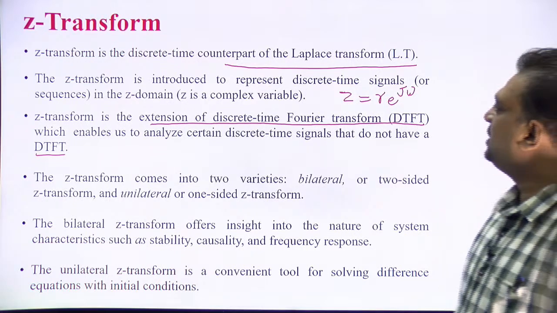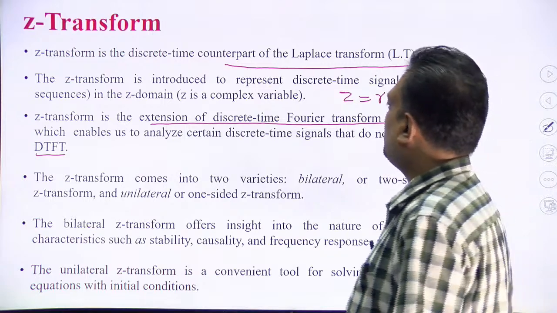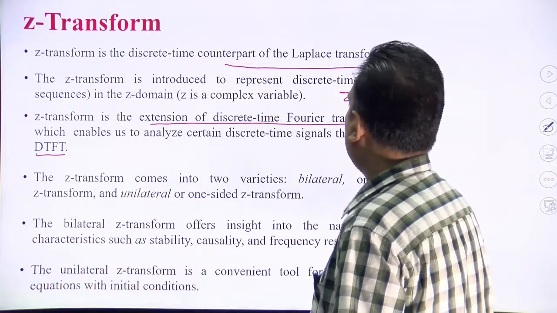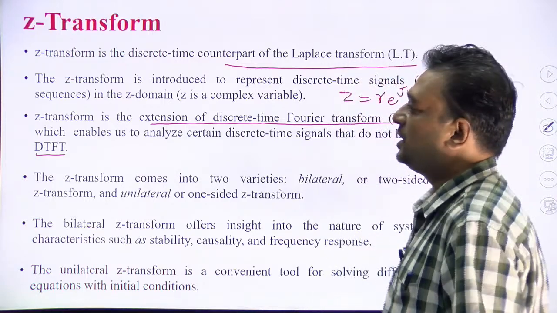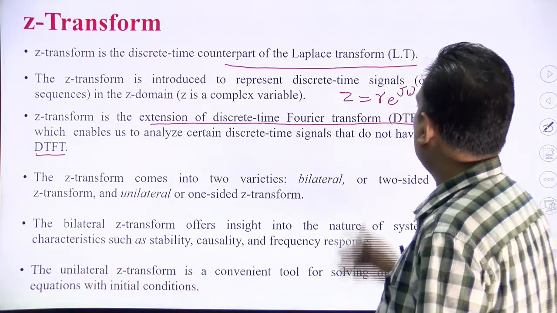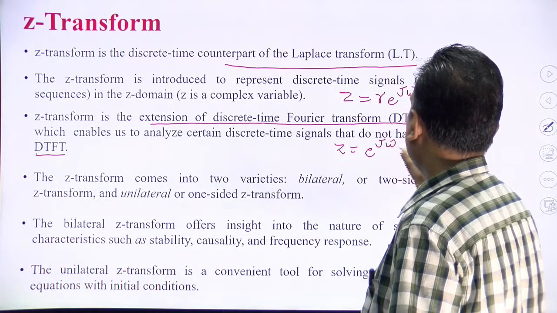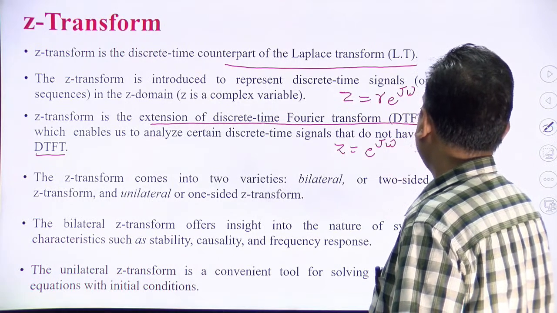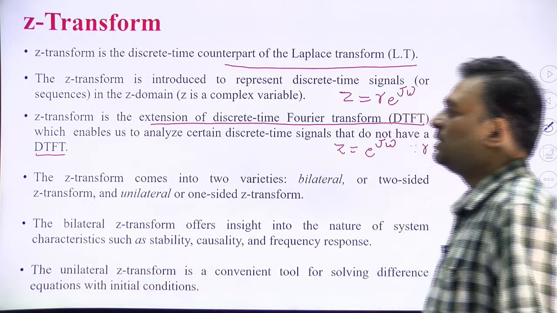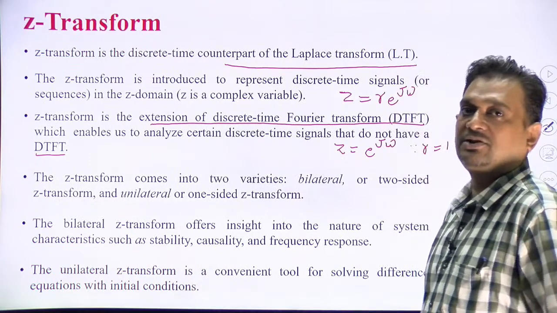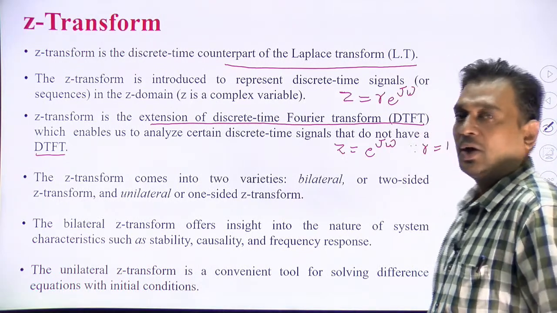In case of DTFT, we have seen that we are basically analyzing the signal over the unit circle. So you can say in that case z will be equal to e to the power j omega, or you are saying that in this case r will be equal to 1. Means we will do the analysis on the circle of radius 1.